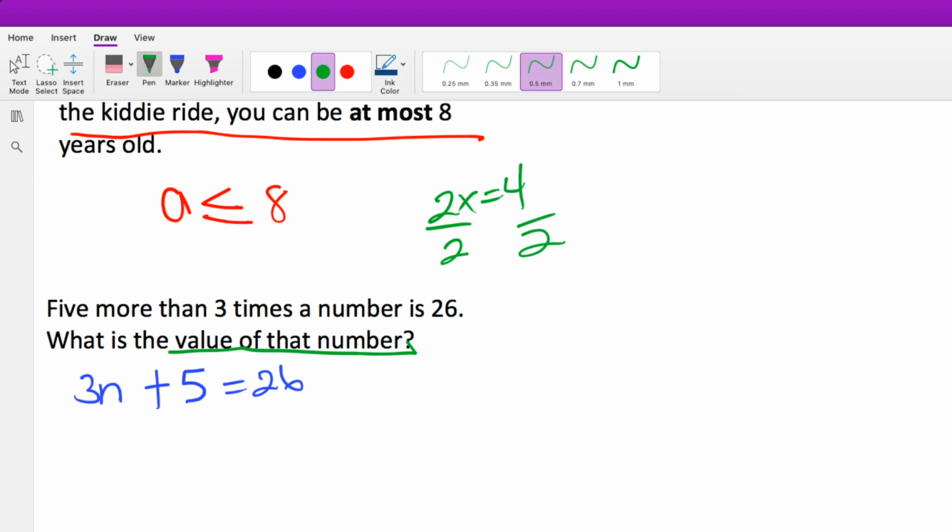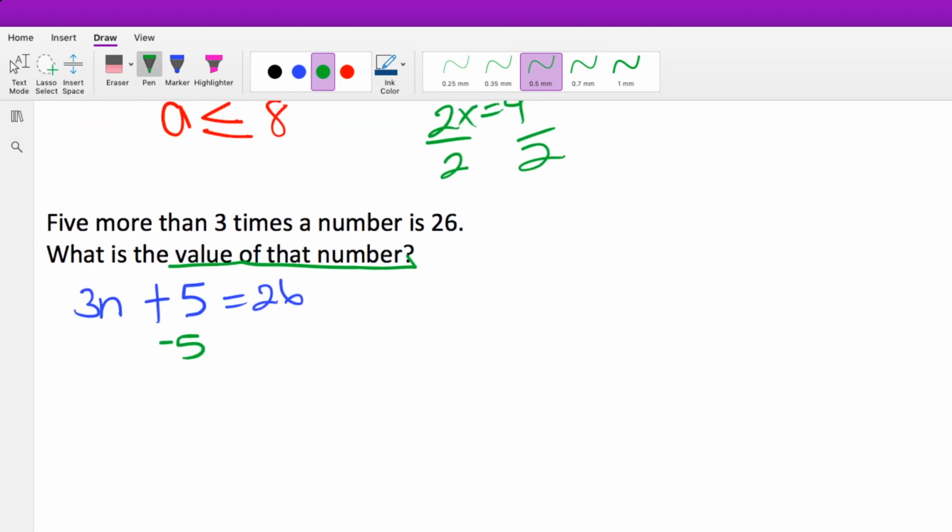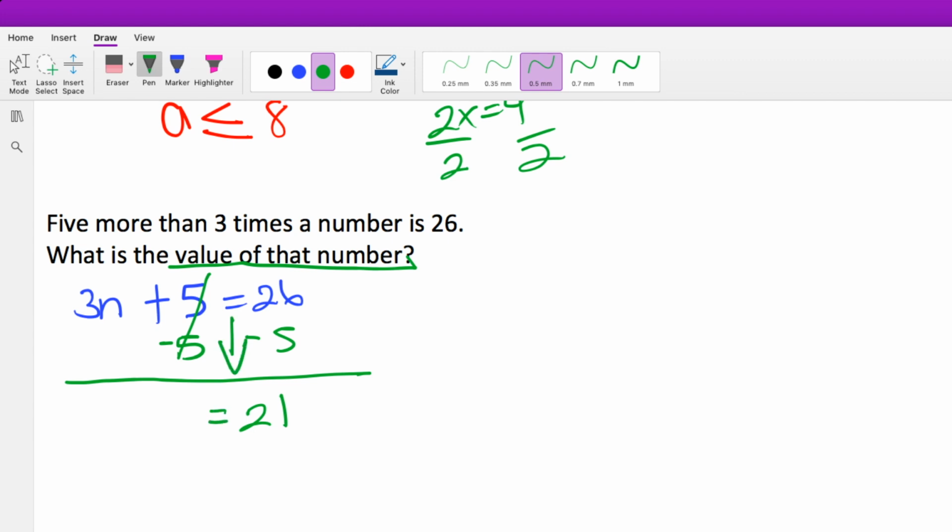The first thing we do is subtract that 5 away. Get rid of that 5. Both sides. Get rid of it. This goes away. This becomes 21. And now we still have our equal sign right here. And now we just keep our 3n. And just like I was saying maybe 30 seconds ago, if I gave you 2x equals 4, how do you find the value of x? You have to get x by itself. How do we do that? Divide by 2, divide by 2.